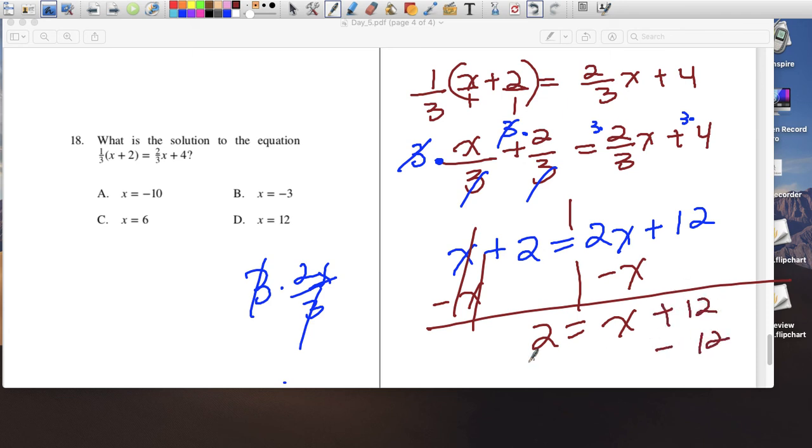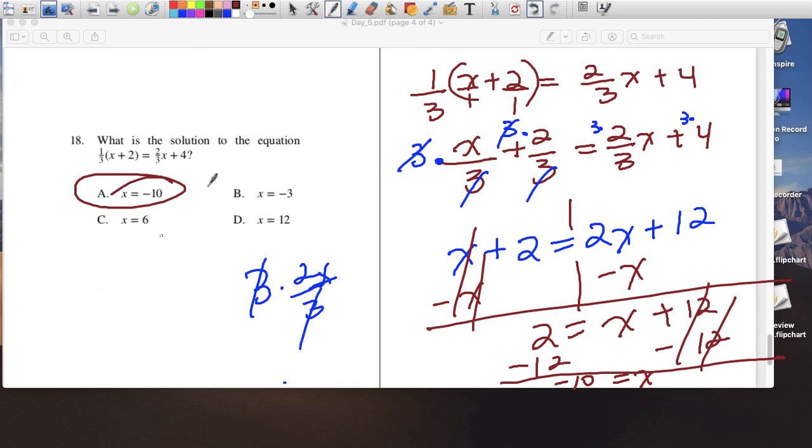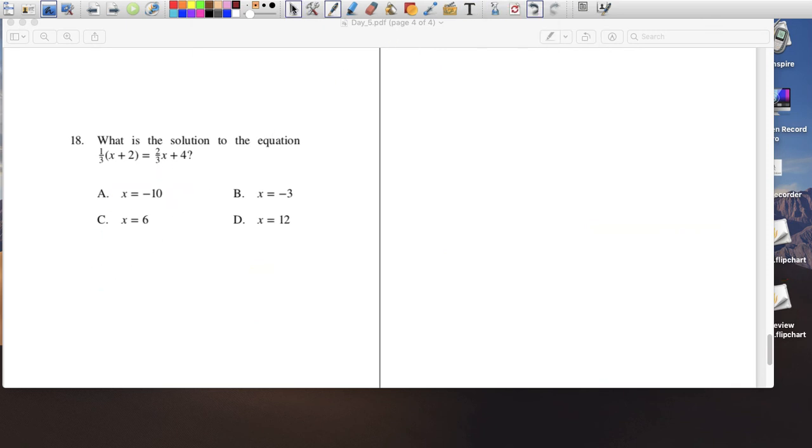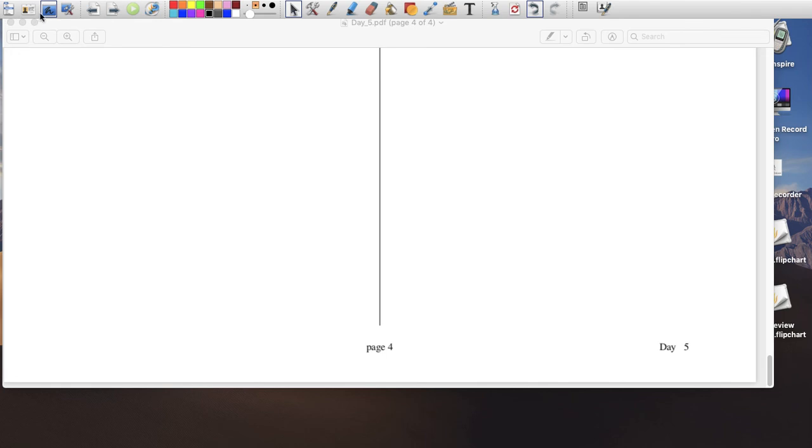12. Minus 12 on this side now, and minus 12 on that side, right? Because this becomes 0. And x equals, what's 2 minus 12? It's minus 10. And it's there. Is that it for spiral 5? Yes, it is. Okay, not bad.